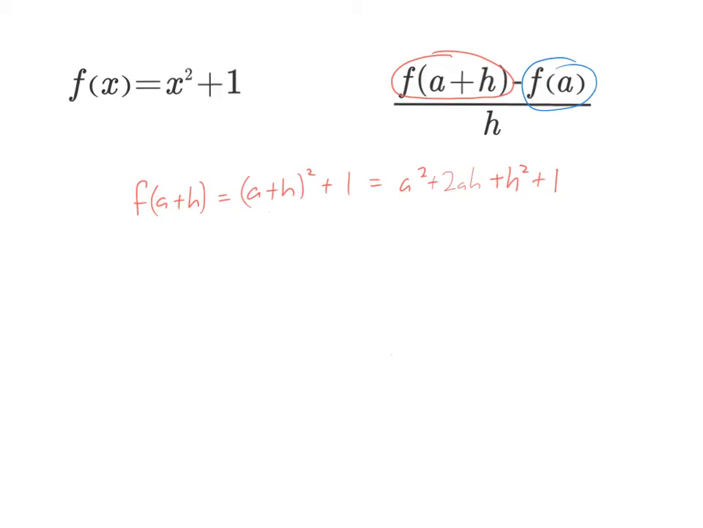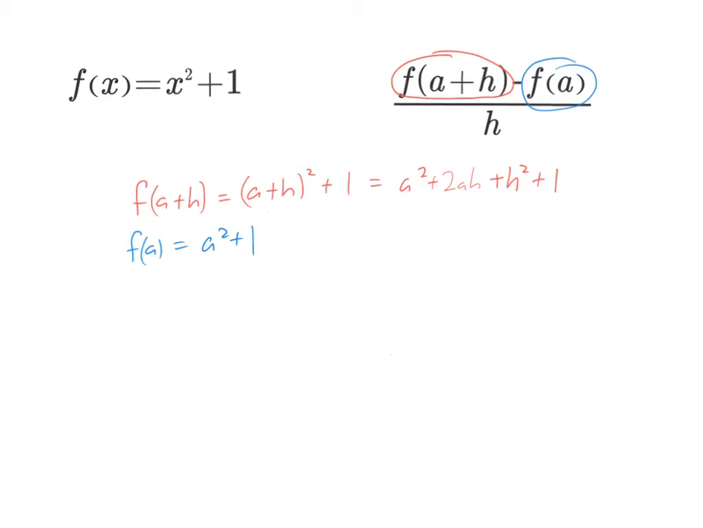So we're going to do f of a. Now, f of a is pretty easy. Pretty much that just means that anytime I see an x here in this equation, I'm going to replace it with a. So that is now going to be a squared plus 1. So now we're going to put it all together.